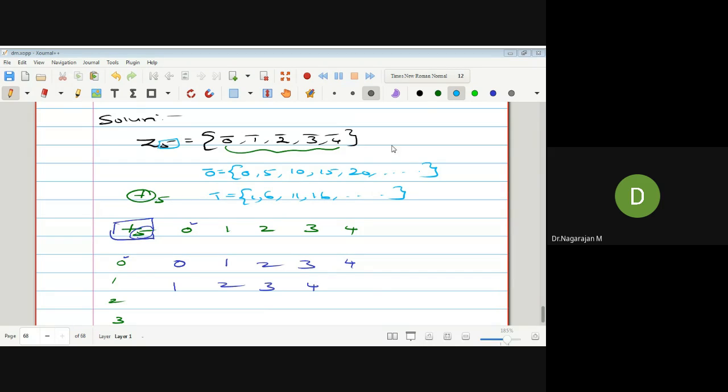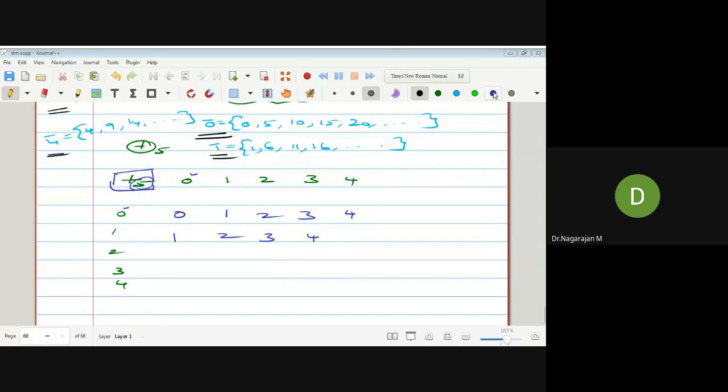You also have to find the second class and third class. In the second class, the first element is 2, then 2 plus 5 is 7, 7 plus 5 is 12, and so on. In the third class, the first element is 3, 3 plus 5 is 8, 8 plus 5 is 13, and so on. The last one is the fourth class, whose first element is 4: 4 plus 5 is 9, 9 plus 5 is 14, and so on. These are the elements of the 0 class, first class, second class, third class and fourth class. Therefore, what is the value of 1 plus 4?